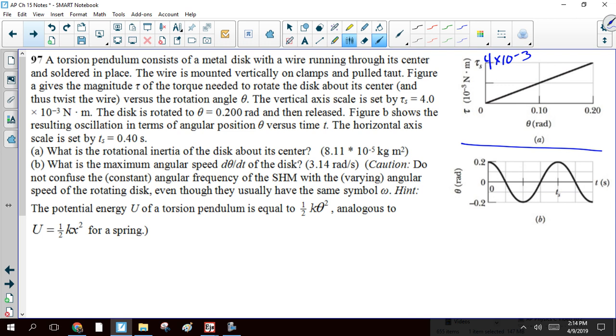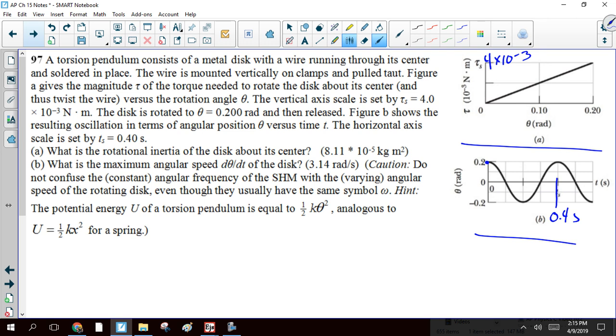The disc is rotated to an angle of 0.2 radians and then released. Figure B shows the resulting oscillation in terms of angular position, theta, versus time. So here's our graph. After you release it, that's the graph we get. Notice at time 0, our position is 0.2. The horizontal axis is set by Ts as 0.4 seconds, so it looks like that's our period.